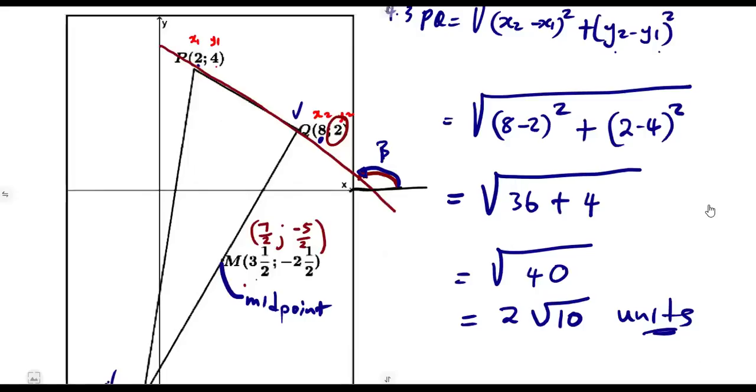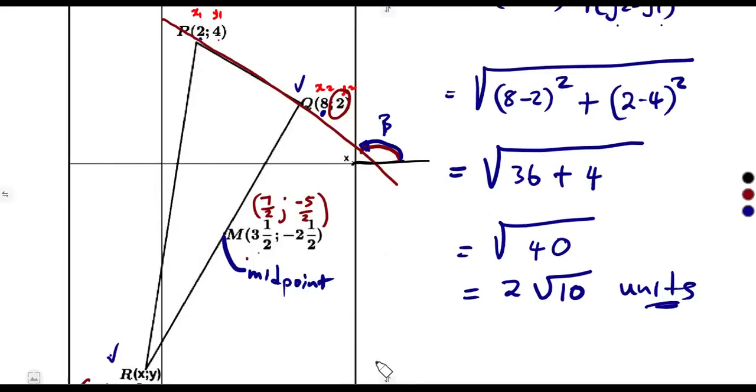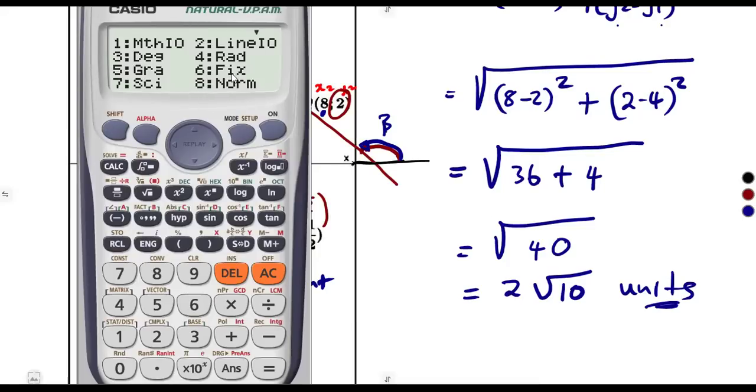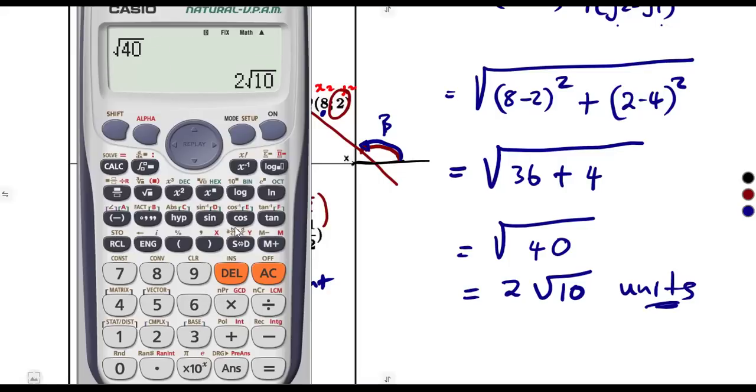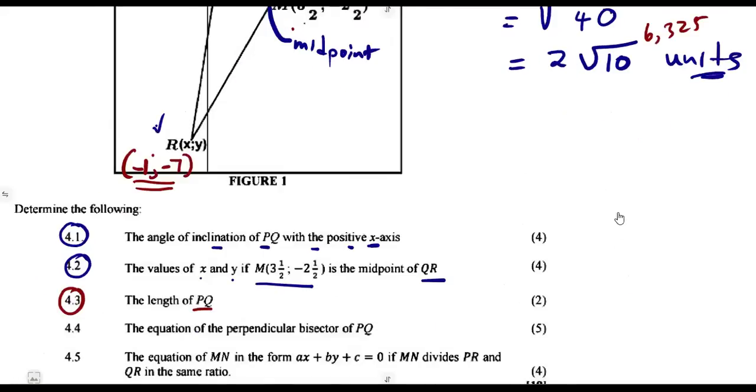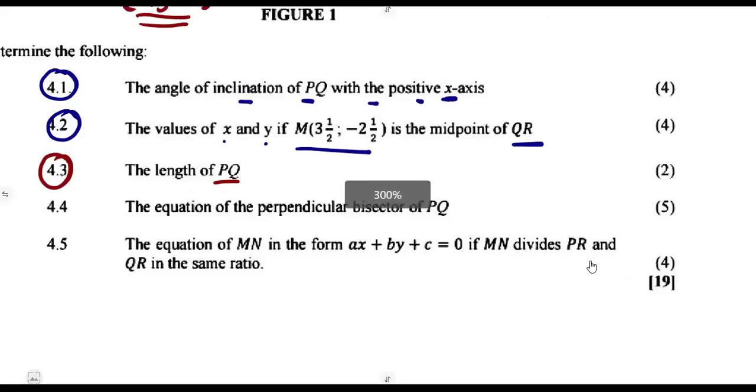This is the length of a line, or you can have it as a decimal. Change this SD here. It's going to be 6,32 and to 3 decimal places. That's shift, go to the setup. Let's fix on number 6. 3 decimal places, press 3. So it was going to be 6,325. So you can also have this as what? 6,325 units, or you can just leave it as this. All right. So this is what you're supposed to have there. The length of PQ can be determined.